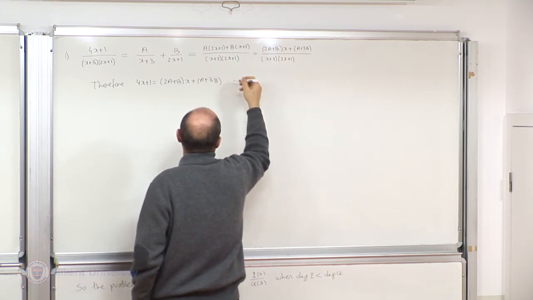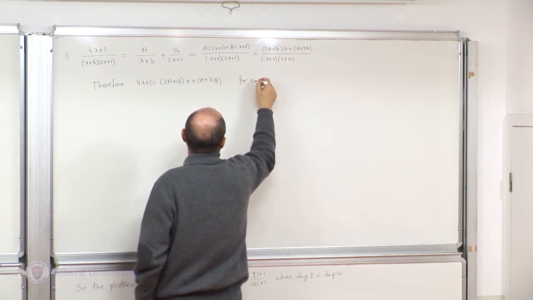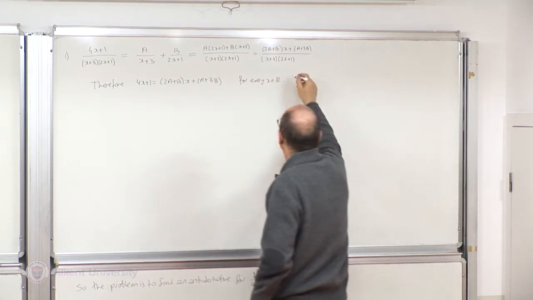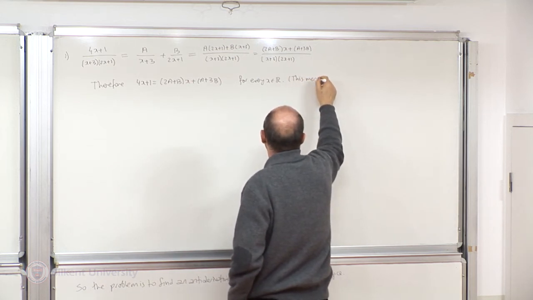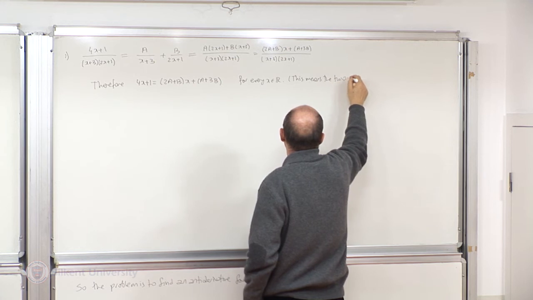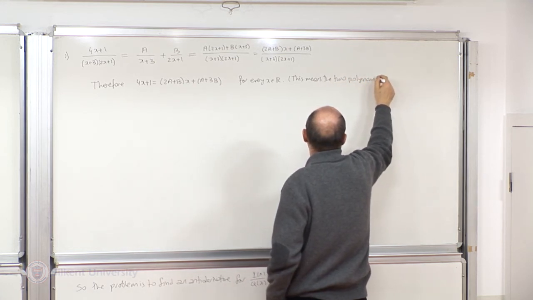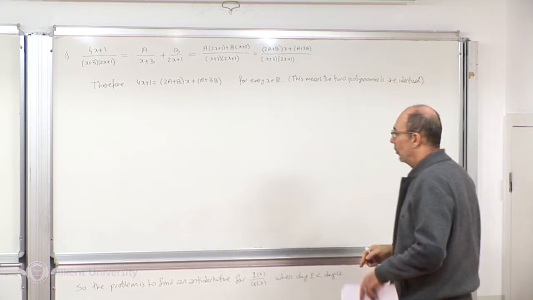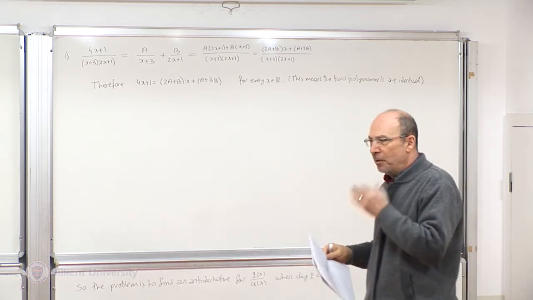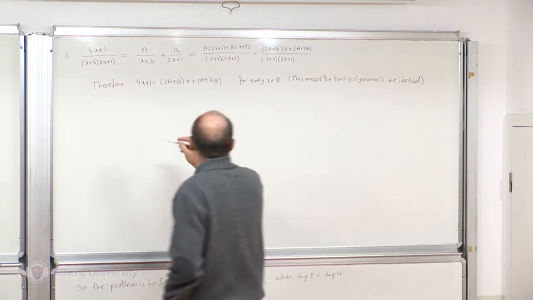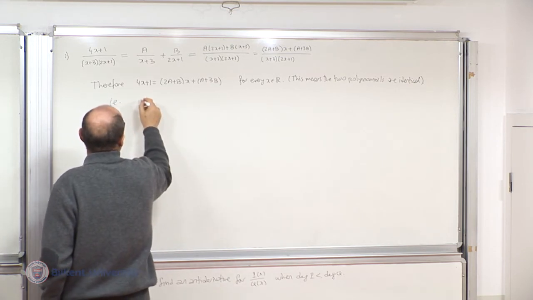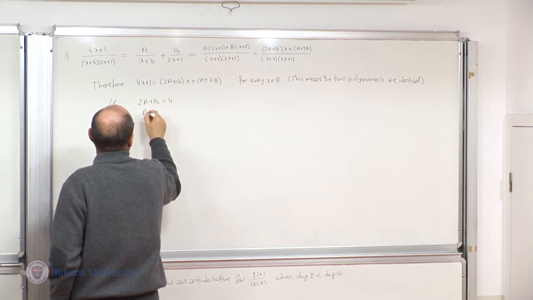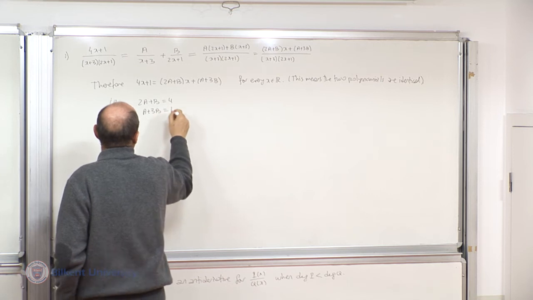And we remind ourselves that this is true for every x. This means the two polynomials are identical. So that means the coefficients are the same. That is, 2a plus b is equal to 4, and a plus 3b equals 1.